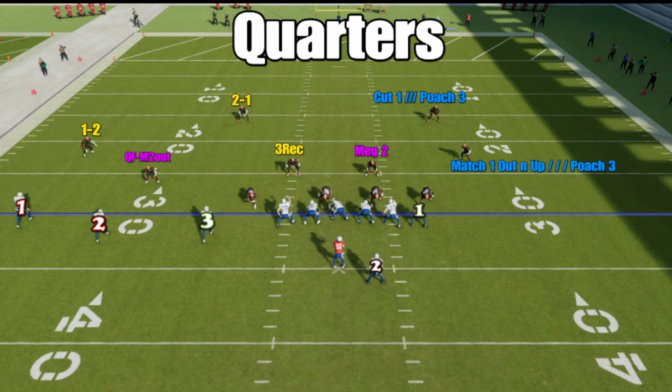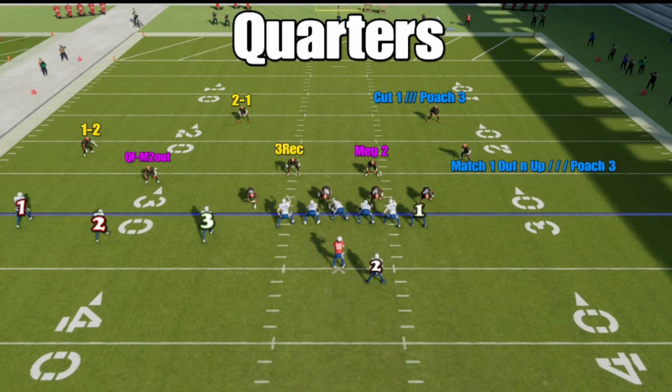So if a team is running 3 verts on this side, you wouldn't want to call this. If they have this guy running on underneath, right? Because then now you put this guy in a lot of stress here, right? But so where would this be good?